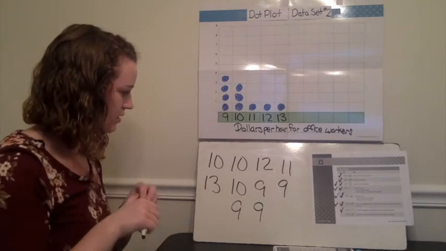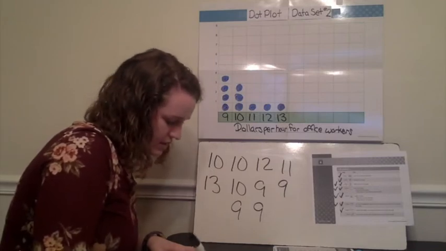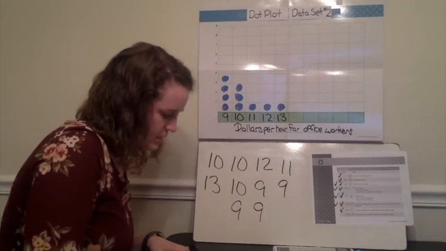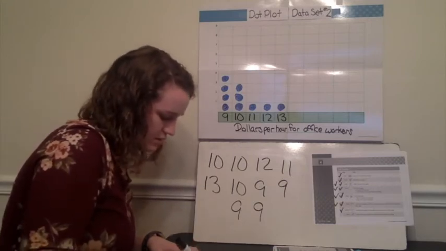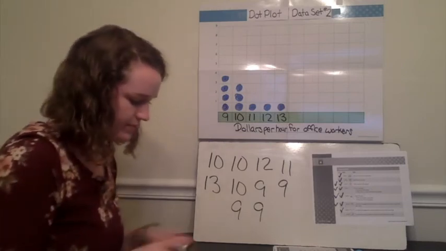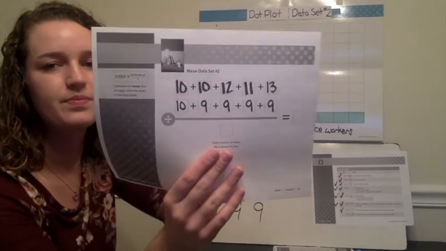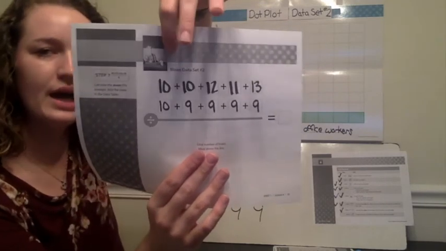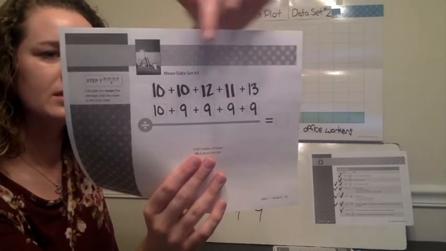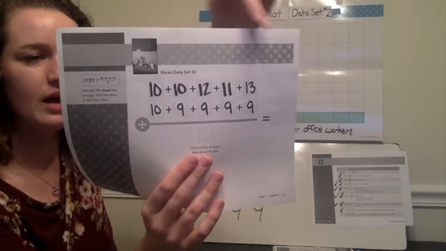Okay? So we have 10, 10, 12, 11, 13, 10, 9, 9, 9, 9. All right, so yours should look just like this. We have 10, 10, 12, 11, 13, 10, 9, 9, 9, and 9.